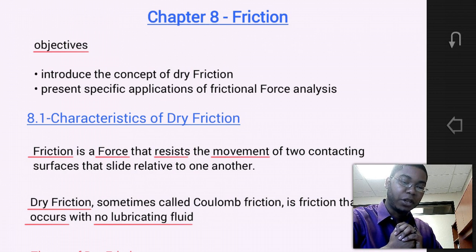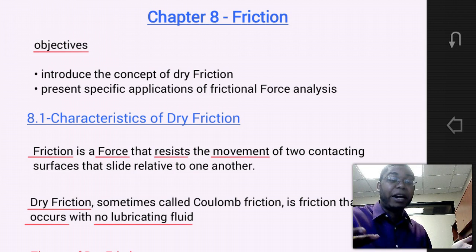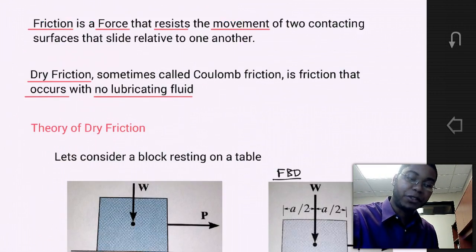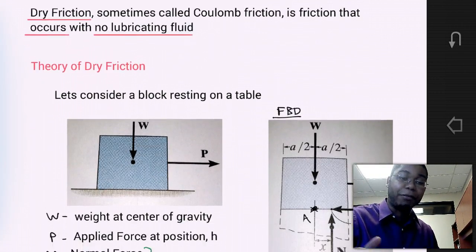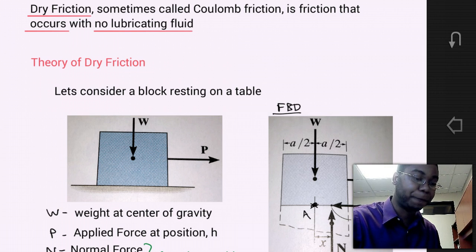Now, dry friction, also sometimes called Coulomb friction, is a friction that occurs when there is no lubricating fluid. So dry friction is when you have a dry surface. So let's go over the theory of dry friction. Let's try to understand what the forces are that develop due to friction. What is a frictional force?